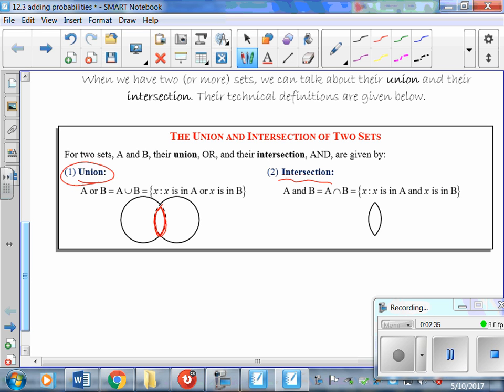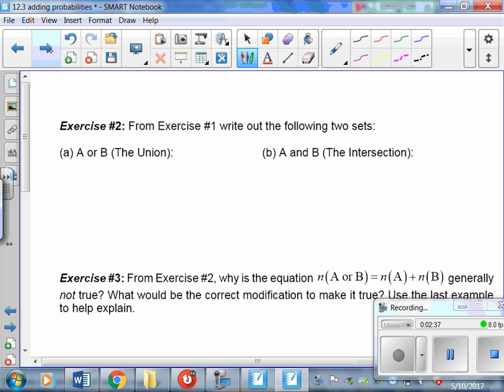So exercise 2. From exercise 1, write the following 2 sets: A or B, which is the union. Sometimes we also write that as A union B, like this. So A or B is everything. It's going to be 2, 3, 4, 5, 6, 7, and 8. Now this is a set, so it doesn't necessarily have to be in order. And notice how I didn't repeat the 2, even though it showed up in both sets.